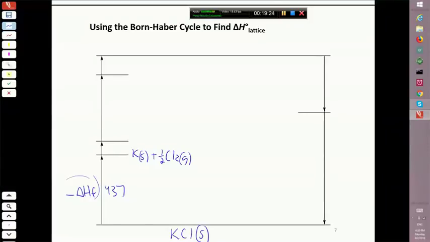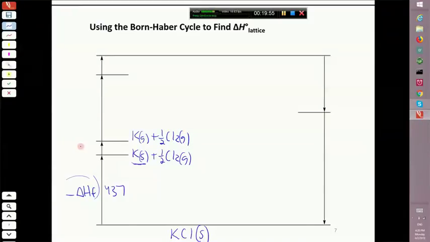Then the next 2 steps, and again, you don't have to always do these in the same order, but I like to keep them in order so I don't forget anything, are going to be associated with the metal. The 2 things we have to do to the metal before forming the ionic compound back from the ions: first, we have to take the metal from the solid phase to the gas phase. That's referred to as the atomization or sublimation energy. So we're going to take this K(s), this solid potassium, and change it into gas phase potassium, doing nothing to the chlorine for now. We're doing one step at a time.